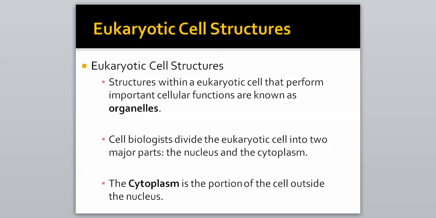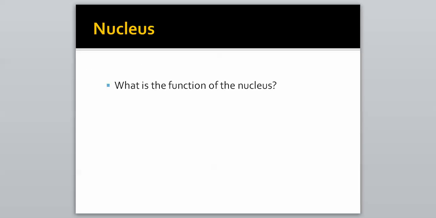Cell biologists divide the eukaryotic cell into two major parts, the nucleus and the cytoplasm. The cytoplasm is the portion of the cell just outside the nucleus. It's almost like a jelly-like filling, is how I would describe it. I think you guys have probably heard that term before. So we're going to take a look solely today at just the things that are found inside the nucleus.